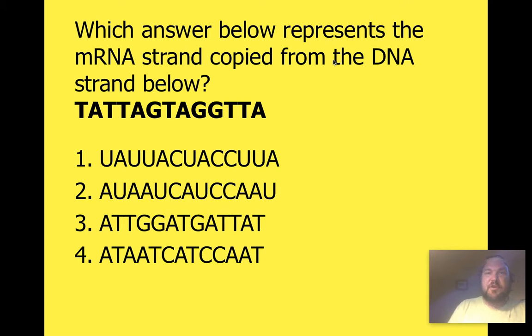Now, just to refresh your memory, we can ask which answer below represents the mRNA strand copied from the DNA strand below. So this is DNA, so we should expect to see T's. But we can immediately get rid of two of these answers because we know we're making an mRNA transcript and there is no thymine in mRNA. So it can't be 3 and it can't be 4. This makes it easy. Everywhere there's a T, there should be an A in the mRNA transcript, so we can get rid of that guy. And that means that we're going to have number 2 be the answer. I'll let you double check to make sure that this is transcribed correctly.